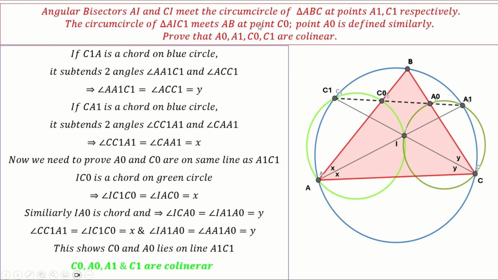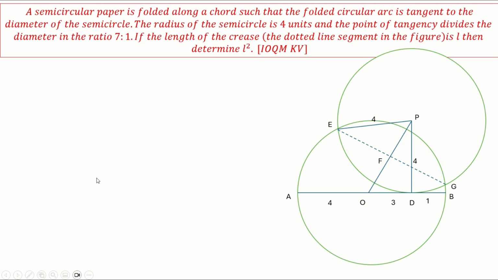Okay, the next one is: a semicircular paper is folded along a chord such that the folded circular arc is tangent to the diameter of the semicircle. The radius of the semicircle is 4 units, and the point of tangency divides the diameter into a 7:1 ratio. If the length of the crease, the dotted line in the figure, is L, then determine L square. So understand the problem carefully and draw the diagram correctly. Geometry is all about drawing the diagram correctly.